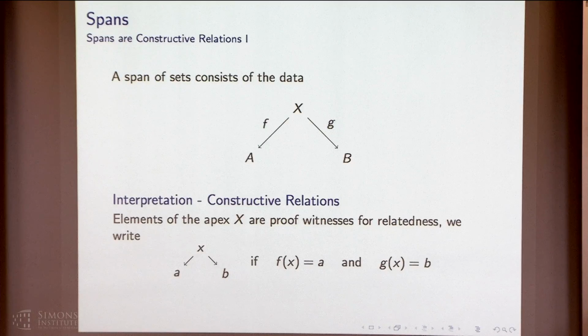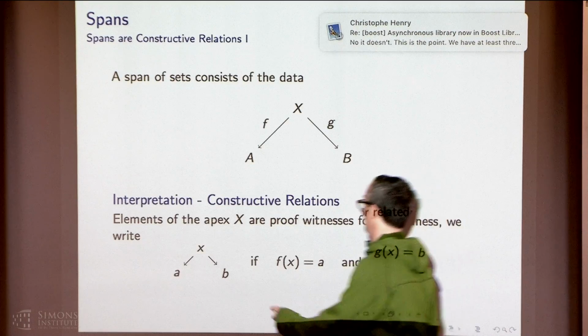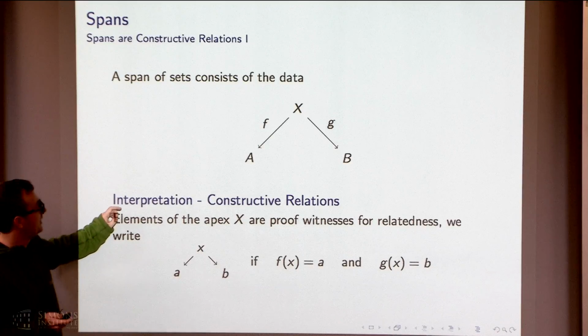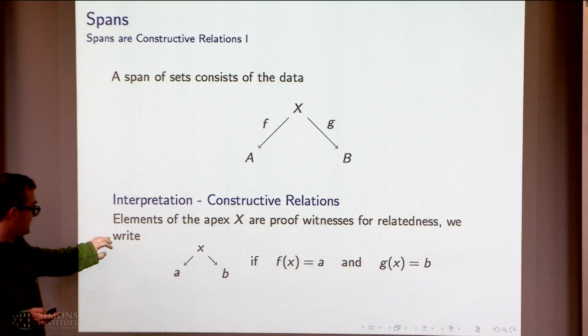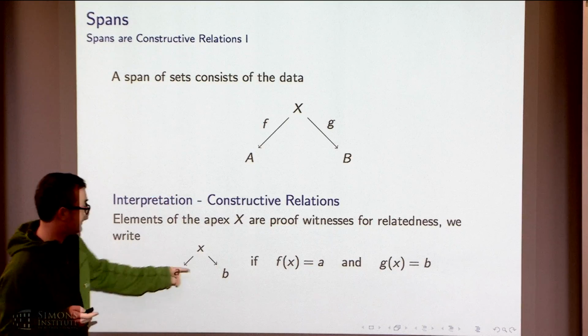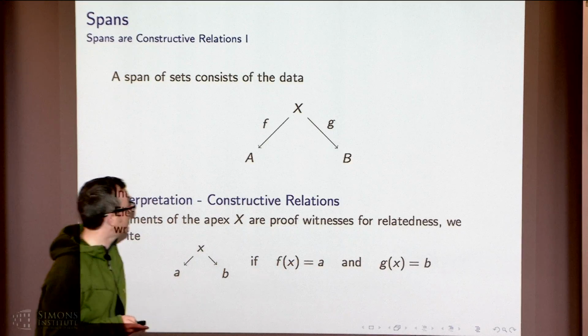And one of the ways that you can think about these things is that we have a constructive relation. So if we think of these things as sets, then we can think of the apex as proof witnesses, and we use this informal notation. We say that little x living in the apex relates A to B if it gets projected down onto A and B in the feet.